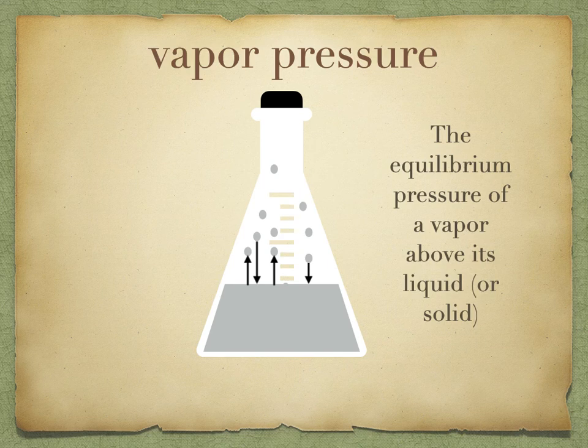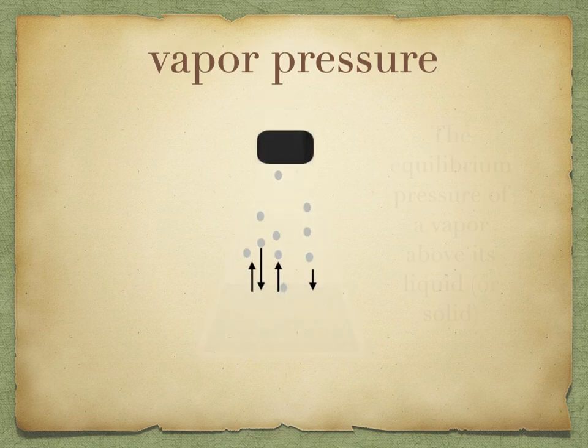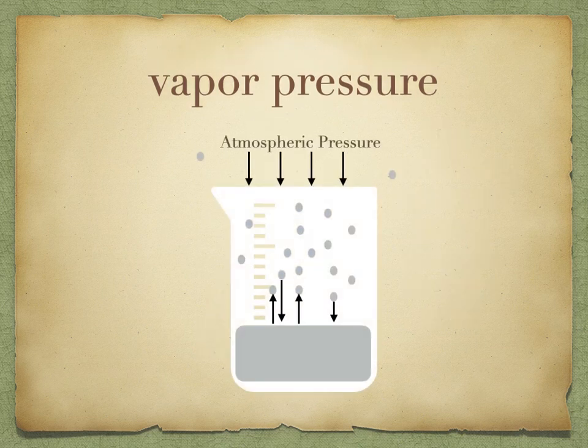Or if you're below the triple point and you have a solid that is turning to a gas, that is subliming, then you can have a vapor pressure above the solid. So it's fairly easy to describe that in terms of a sealed container. But what happens when you have an open container? So here we have a beaker which has some liquid in it.